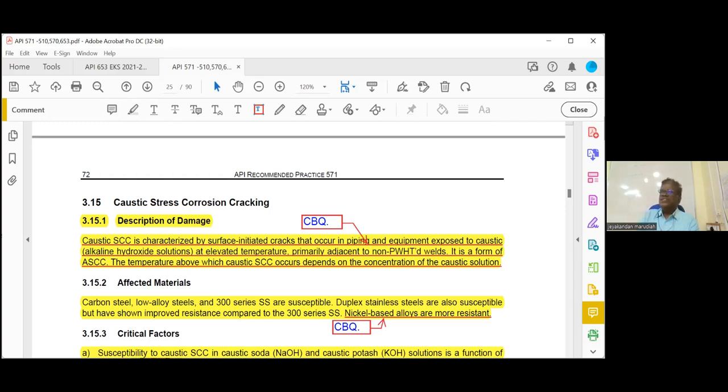Where will we get a stress? When it is not stress relieved, there will be a residual stress, and the corrosion is caused by the chemical. Here it is caustic. The next damage mechanism is by chloride. Another common thing is all stress corrosion cracks are surface cracks. They will start from the surface. They are not internal cracks.